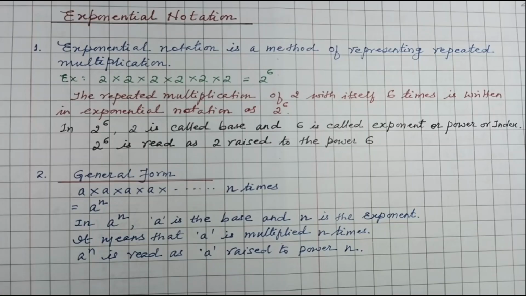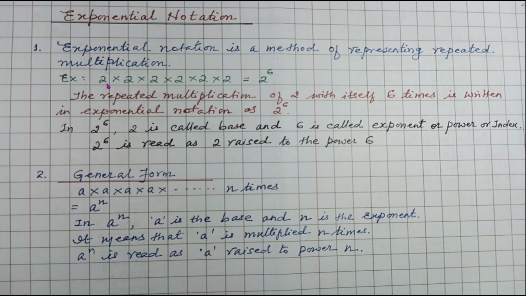Welcome to MRL. In this learning session, we'll be learning about exponential notation. Now what is exponential notation? Exponential notation is a method of representing repeated multiplication. What does that mean? So let us say we have 2 multiplied 6 times. That means 2 is multiplied 6 times here.